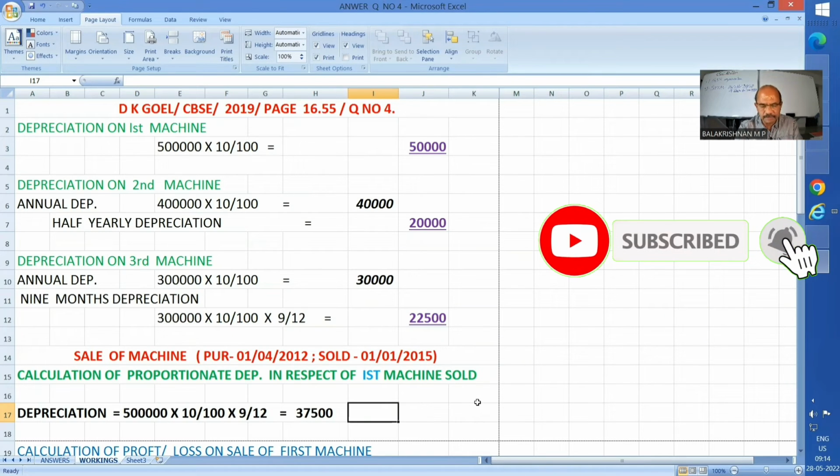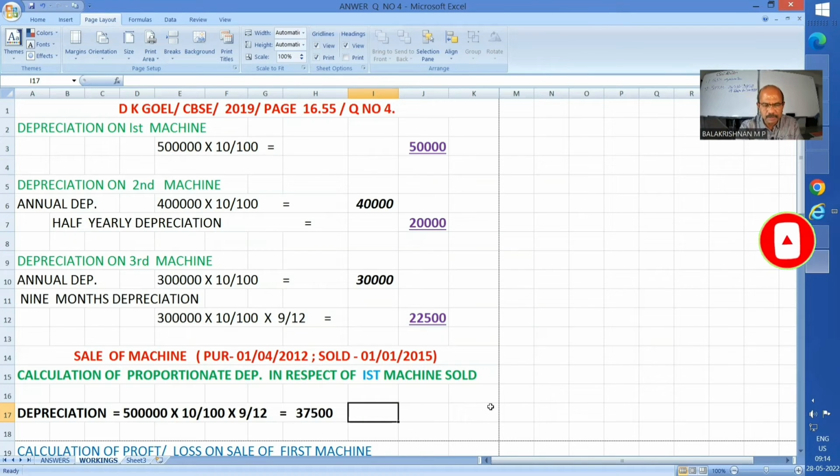First machine has served us the entire year. So 5 lakhs, 50,000. How is it 50,000? 5 lakhs into 10 by 100, 50,000. And the second machine that was purchased during that year, it was purchased mid of the year. So annual depreciation 40,000, half yearly depreciation 20,000. Rate we applied on the book value.